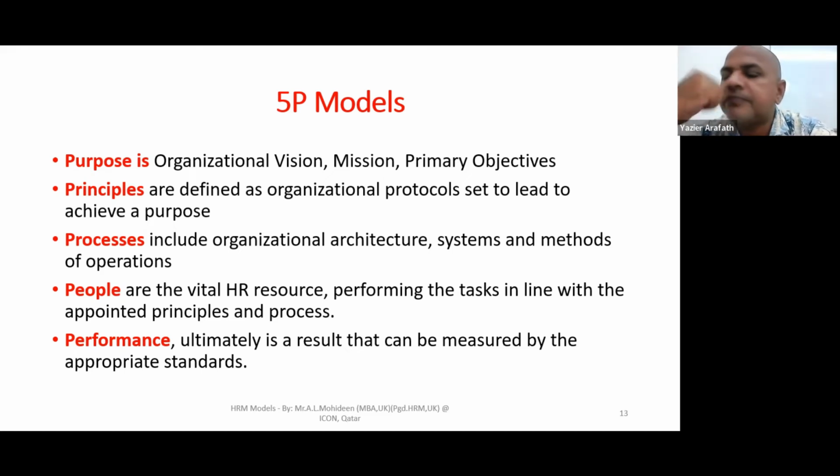Do you understand? Employees' performance should align with the organizational purpose. So performance is connected with how people are processing. The process is connected with the principle. The principles are connected with the purpose. Do you understand these P's?